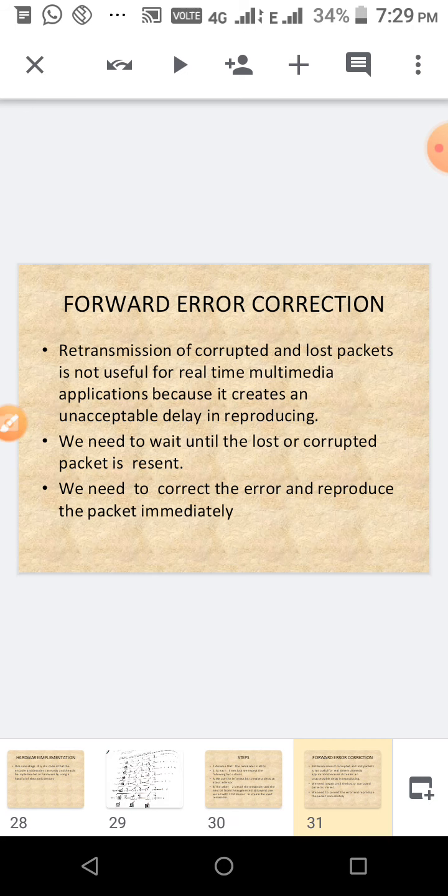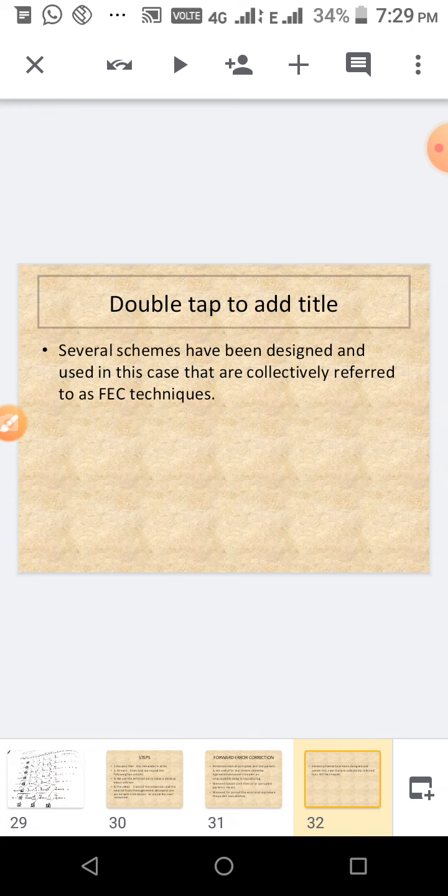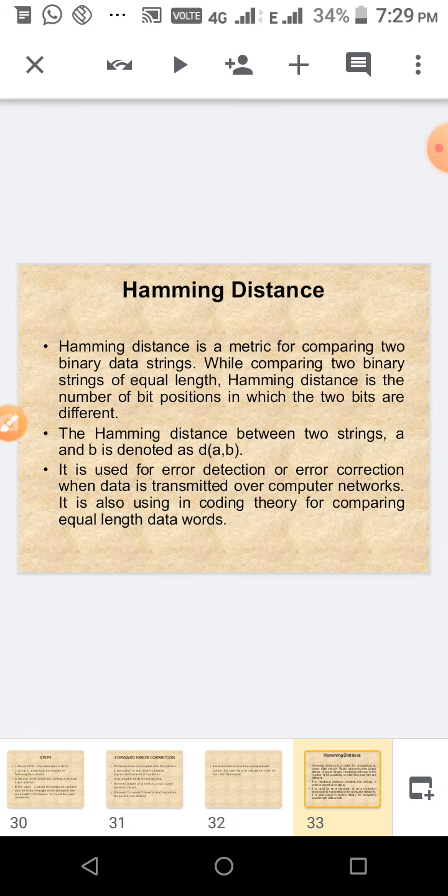Now we are going to see what techniques are available in forward error correction. Several schemes have been designed, and we will see them one by one. The first one is Hamming distance. What do we mean by Hamming distance? It is a metric for comparing two binary data strings. While comparing two binary strings of equal length, it is the number of bit positions in which the two bits are different. I will explain with an example now.